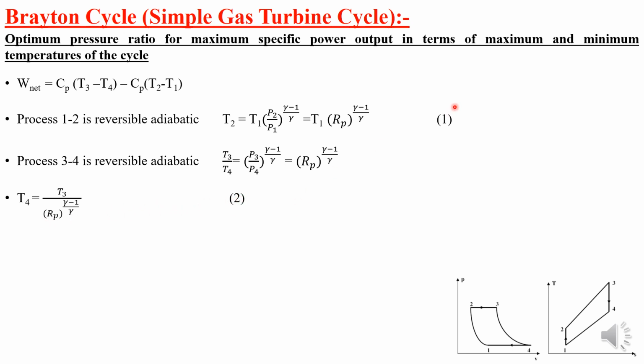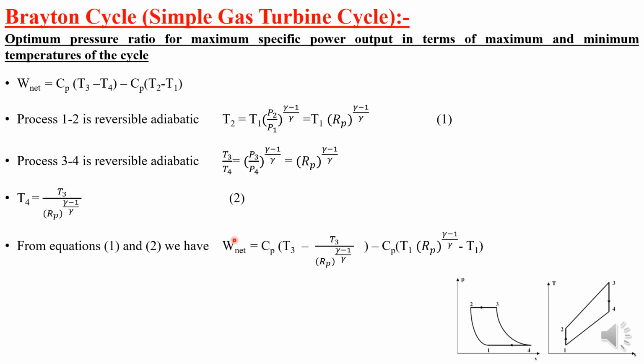Substitute these two equations, equation 1 and equation 2, in this equation. Mark this one with a star or any other number. So substitute 1 and 2 in the above equation. You will get the net work output in terms of Rp and T1. Note down. W net is nothing but Cp times (T3 minus T3 by Rp to the power gamma minus 1 by gamma) minus Cp into (T1 into Rp to the power gamma minus 1 by gamma minus T1). So this expression you will get.